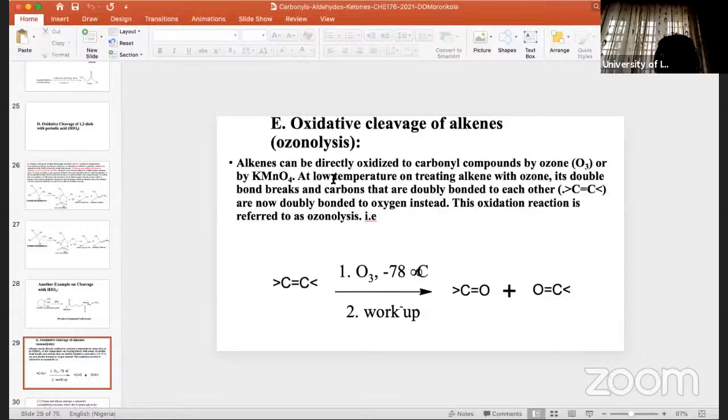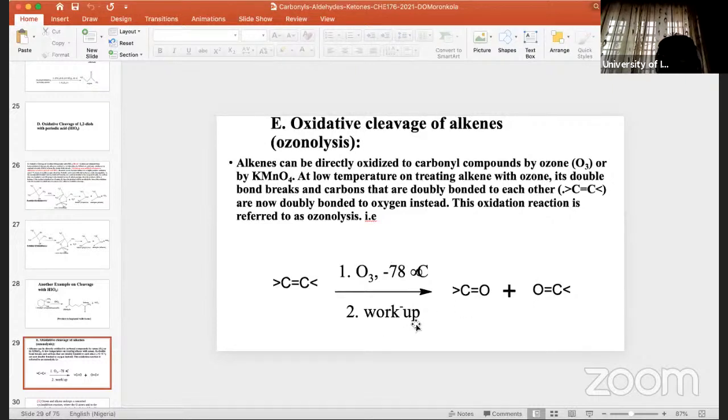Now, this alkene at low temperature with ozone in particular, we see that the double bond breaks. The carbons that are doubly bonded to each other break there to give the carbonyls where you have the double bond. The carbons that were doubly bonded to each other are now doubly bonded to oxygen. It was a carbon-carbon double bond. Now we can see each of the carbons double bonding to oxygen. So that is what ozonolysis is.